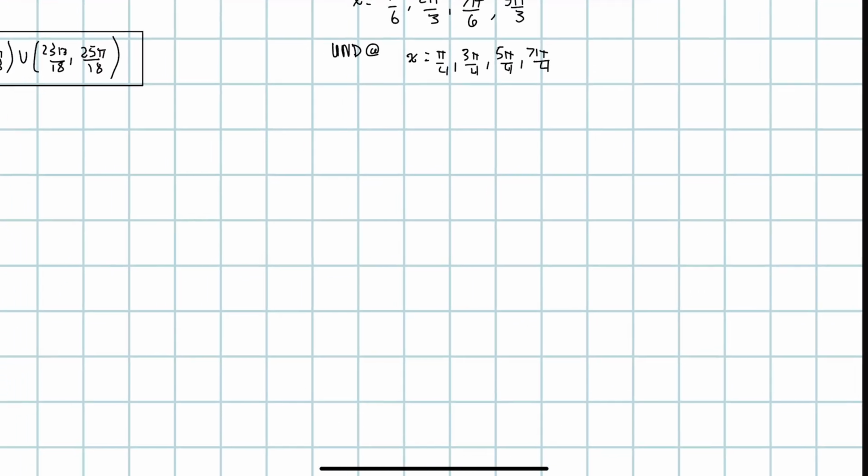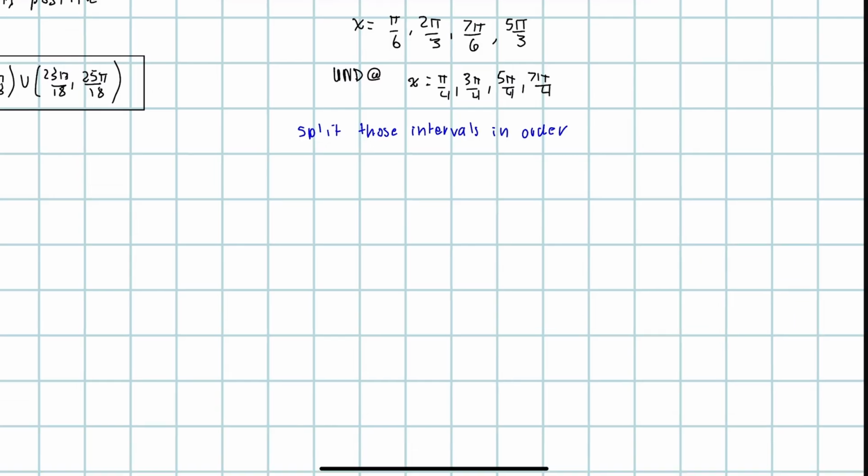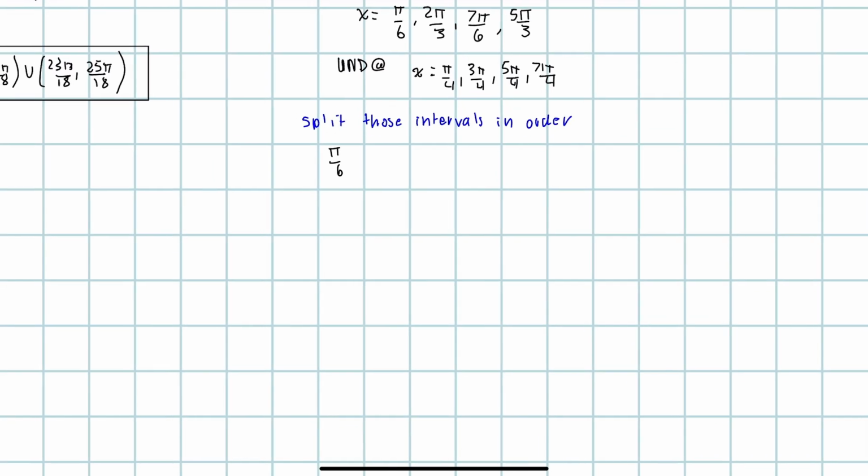So now we're going to want to split the intervals in order. So that's going to be pi over 6 is less than pi over 4, 2 pi over 3, 3 pi over 4. These are just like unit circle angles in radians, so you should know these. 7 pi over 6, 5 pi over 4, 5 pi over 3, and 7 pi over 4.